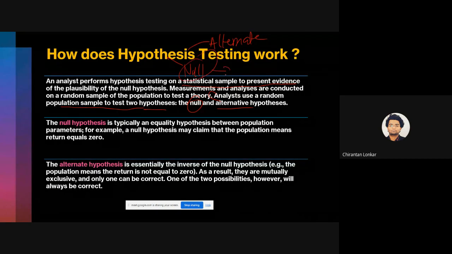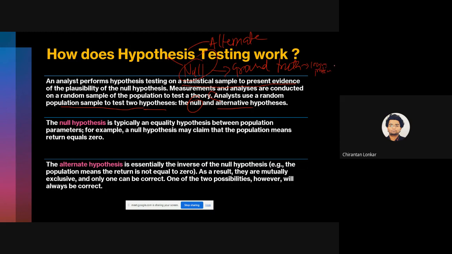Always remember, null hypothesis is nothing but the ground truth which the industry believes in currently. Okay, so the industry currently believes in, the fitness guys currently believe in, that consuming 100 grams of protein a day will help me burn my fat faster. That is the ground truth.